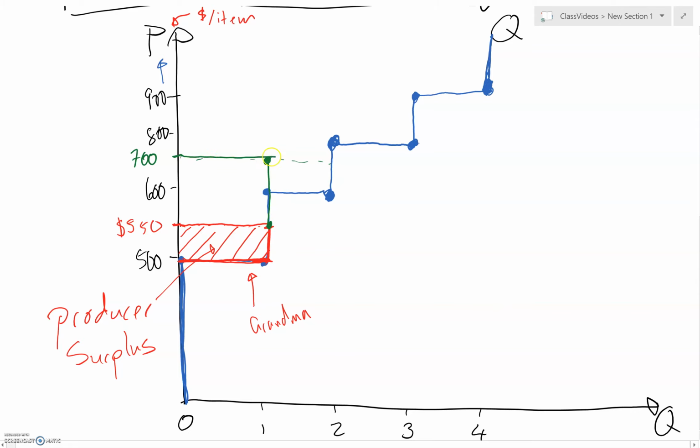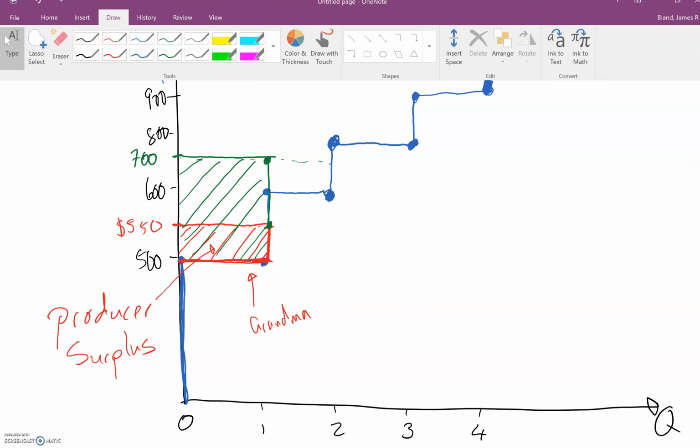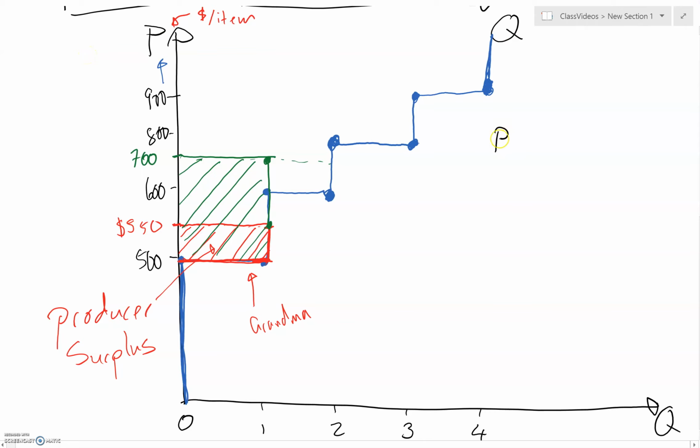So Grandma is now getting a benefit of $700 minus her marginal cost of $500, and so her producer surplus has gone up. Let me write this all out for you and get a table going. At a price of $550, producer surplus is $50. Okay, let's go back to my green.